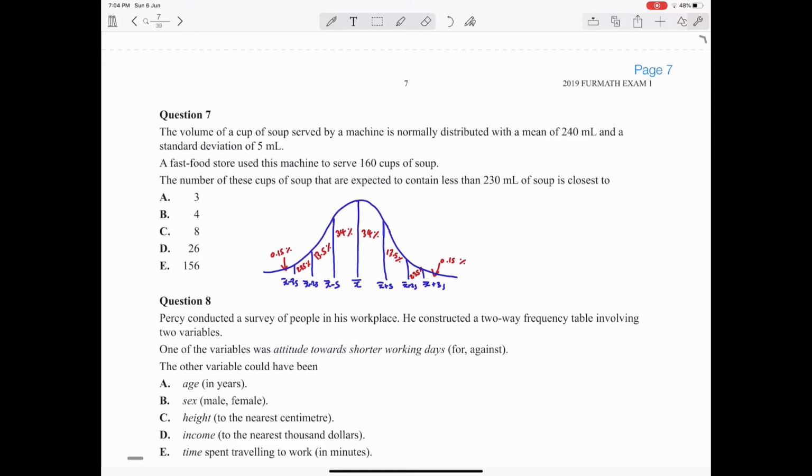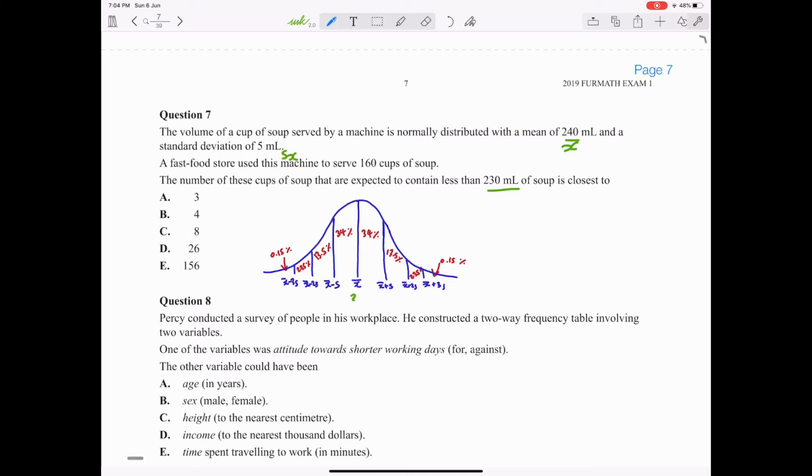Question 7. The volume of a cup of soup served by machine is normally distributed with a mean of 240 milliliters and a standard deviation of 5 milliliters. A fast food store uses this machine to serve 160 cups of soup. The number of these cups of soup that are expected to contain less than 230 milliliters of soup is closest to. So we know the mean is 240 milliliters and the standard deviation is 5 milliliters.